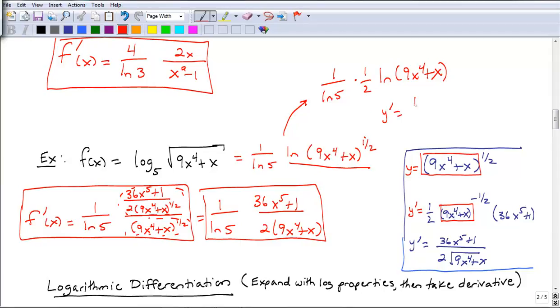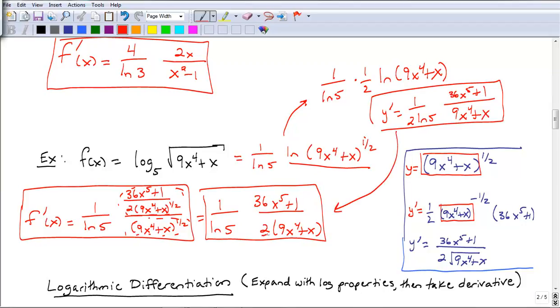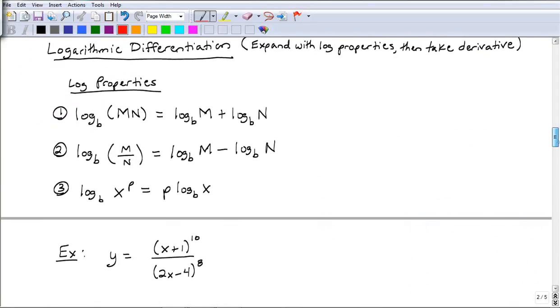The derivative would have given me 1 over 2 ln 5. On the bottom, 9x to the 4th plus x. On the top is the derivative of that. And that's exactly what I got doing it the long way. I just put the 2 over here instead of by the natural log of 5. So notice, this just makes the derivatives faster to find, but you have to know the properties. Multiplying inside a log is like adding two logs. Dividing inside a log is like subtracting two logs. And you can take the powers and write them out front.